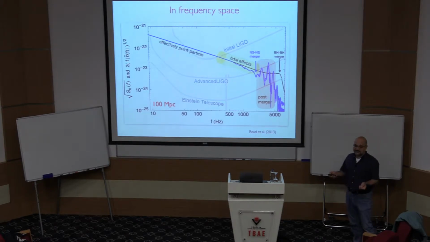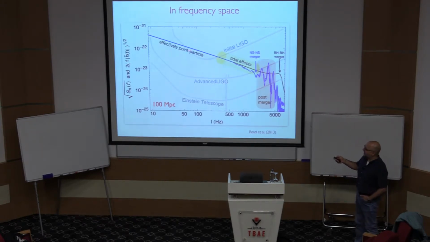Now, let's do the same experiment with binary neutron stars, 1.4 solar masses. These are the blue lines. So at low frequencies or large separations, black holes and neutron stars look just the same. They produce exactly the same signal. They move just like point particles.